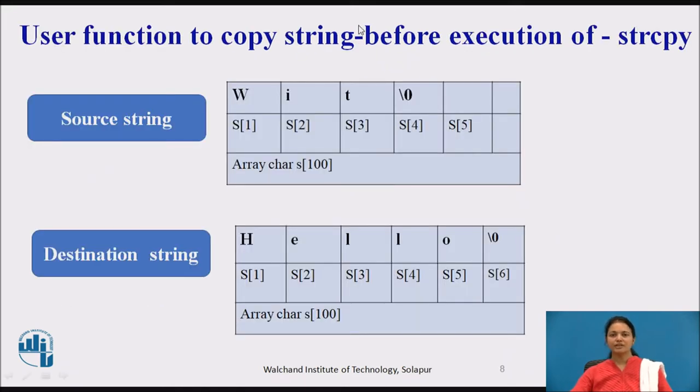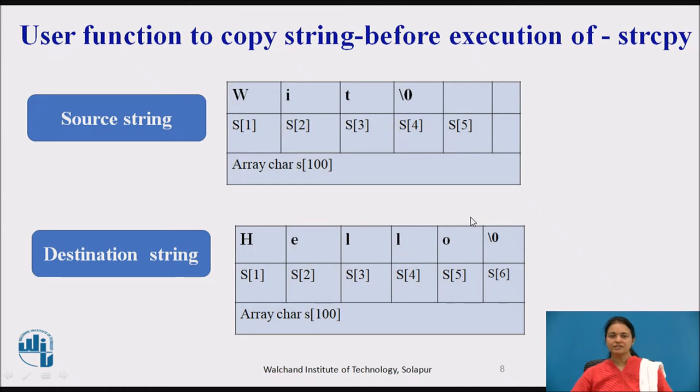So, more elaboration: here I have shown the user function to copy. The first source string is an array of strings, that is s1, s2, s3, s4, s5, and it is holding the string wrt, and then it is showing null. So it is the end of this string. And the destination string is having hello, and then a null character.